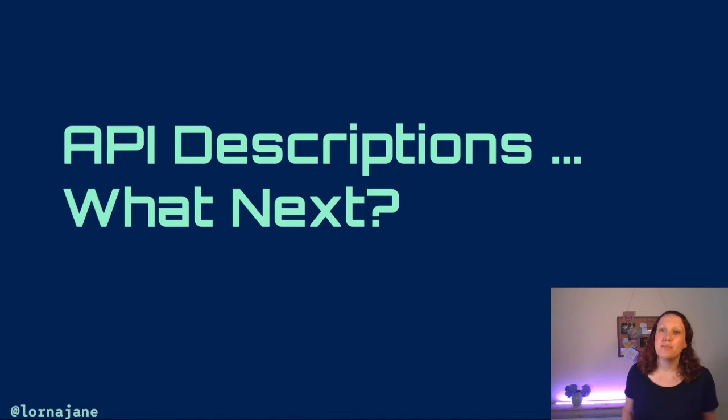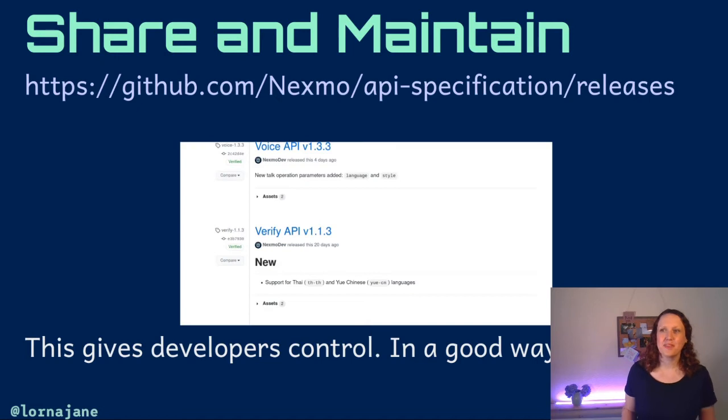The most important thing to do when you have an API description might be a little counterintuitive. You need to share it. It's not an internal tool. It's part of your developer experience. It's part of what you give, what you offer. Make sure that you publish your API descriptions publicly. Make it easy to tell what changed.